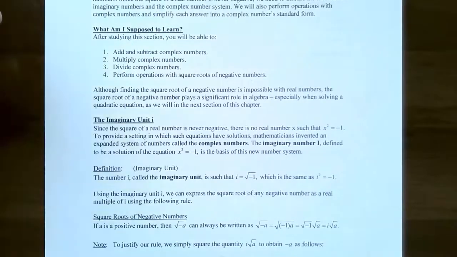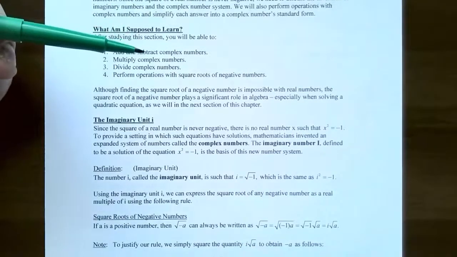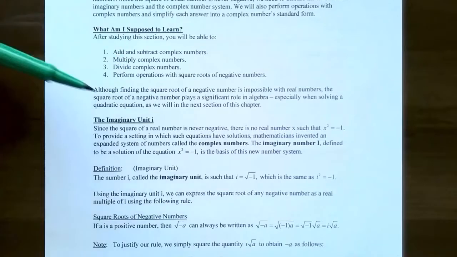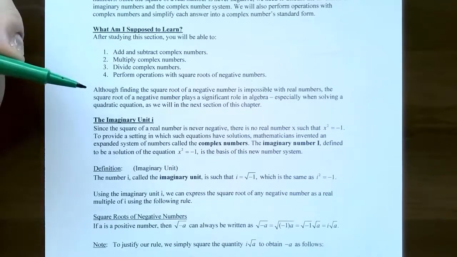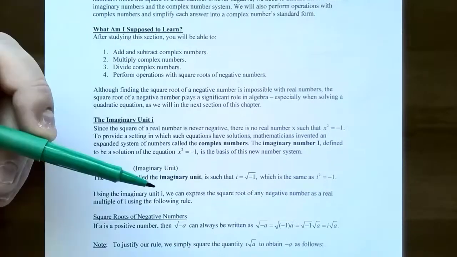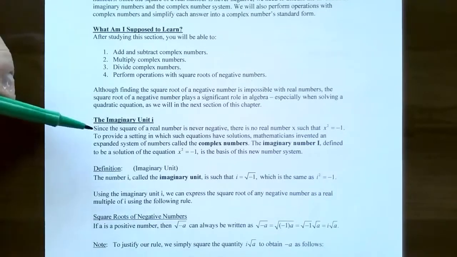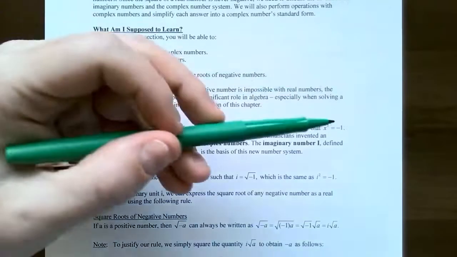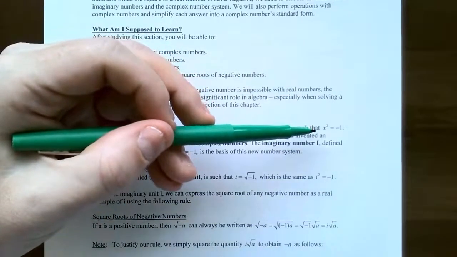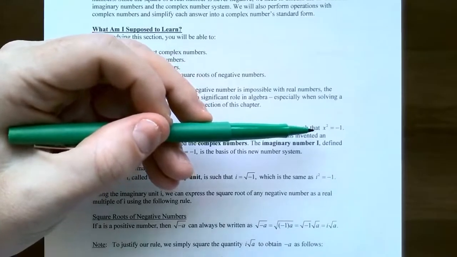So although finding the square root of a negative number is impossible, if you create the complex number system and talk about imaginary numbers, then it is possible to simplify square roots of negative numbers, and you can actually do operations on them. So let's begin by talking about the imaginary unit i. Since the square of a real number is never negative, this equation, x squared equals negative 1, will have a solution that involves imaginary numbers.